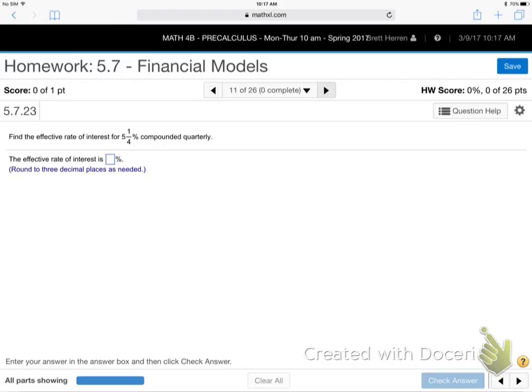Okay, so this one's saying find the effective rate of interest of 5.25% compounded quarterly. Let me give you the explanation for what we're even talking about with this whole thing. Basically, the big idea is this: the more frequently you compound money, the higher your percentage rate actually is.